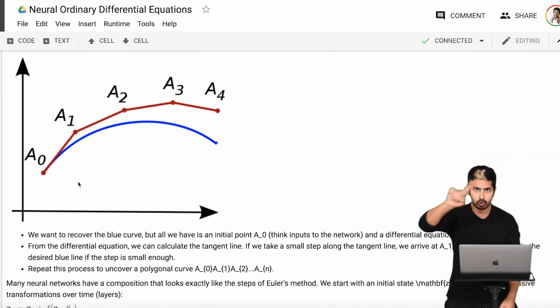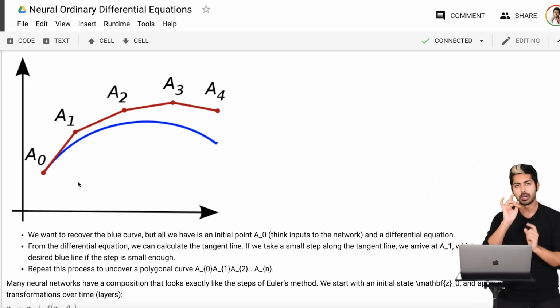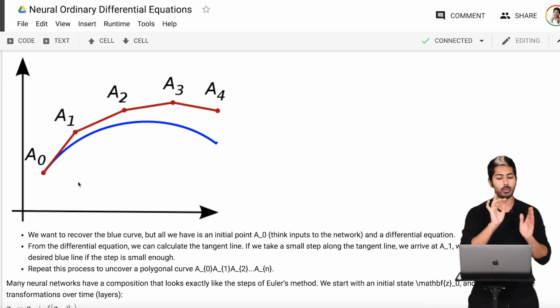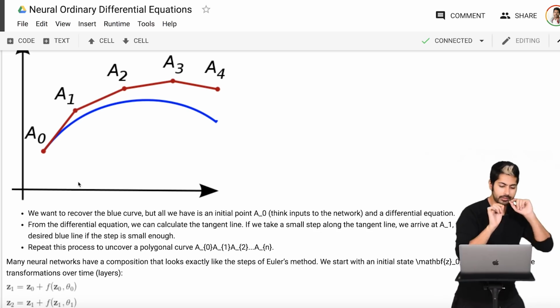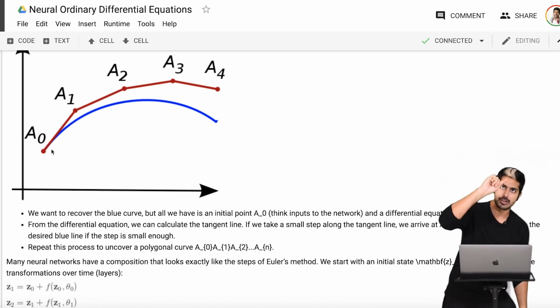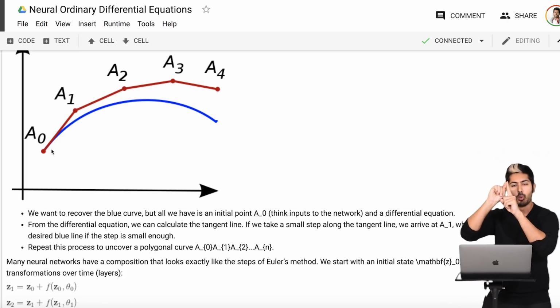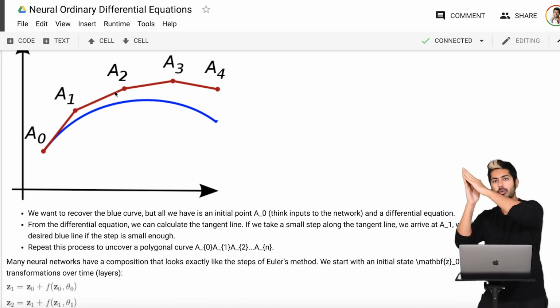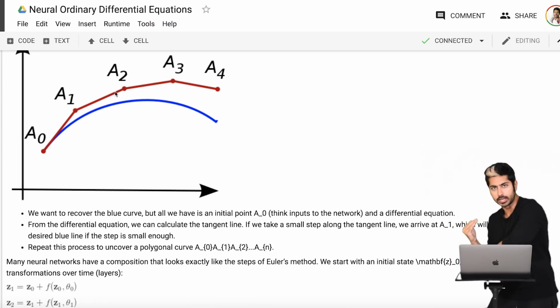So the blue line represents the function, right? And so what we want to do is approximate this function. So what we do is we say, okay, let's take this first point on the line and find the derivative of it. Okay, it's going to give us a tangent line. And we take a small step in that direction. And then we say, let's do it again. What is the derivative of the function? Okay, and let's give us another tangent line and another one and another one. We just keep doing that over and over again.